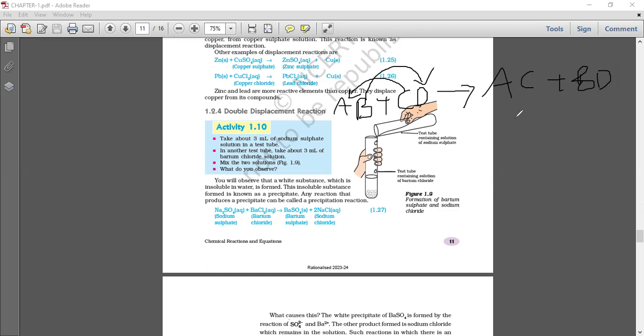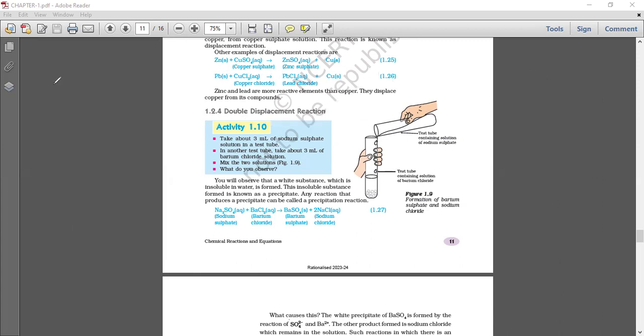So how many atoms are being displaced? How many elements? Two. If two or more elements or atoms get displaced in any chemical reaction, that is called a double displacement reaction. For this activity also I have made a video, so you may watch the video which has been uploaded in the description.